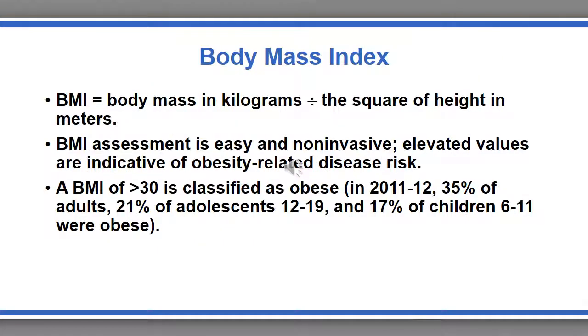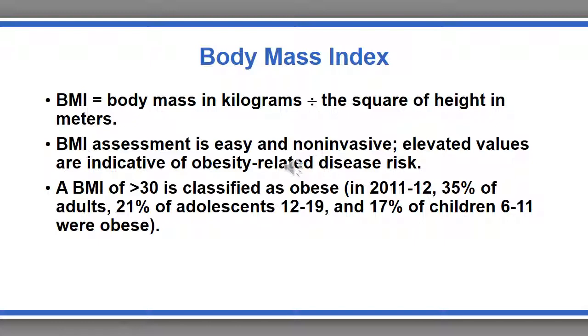Body mass index, or BMI, is a commonly used measurement in exercise physiology. BMI is found by dividing the body mass in kilograms by the square of height in meters. BMI assessment is easy and non-invasive. Elevated values are indicative of obesity-related diseases. However, it is not a measurement of body composition, so athletes with high levels of muscle can be mistaken for overweight. A BMI of greater than 30 is classified as obese.